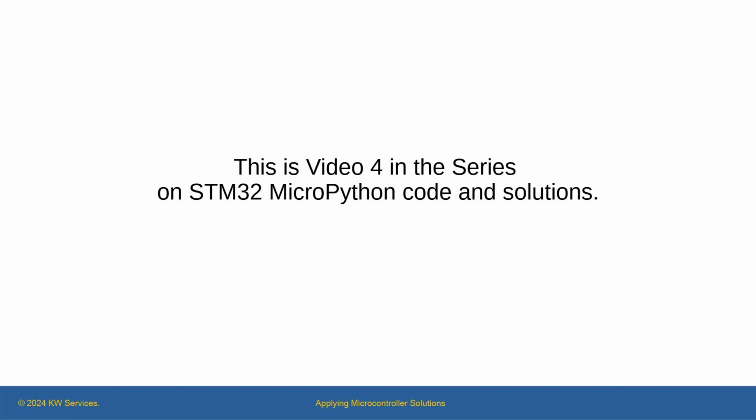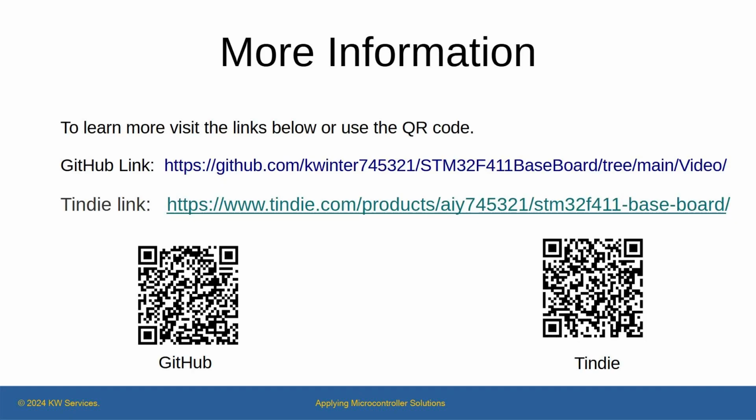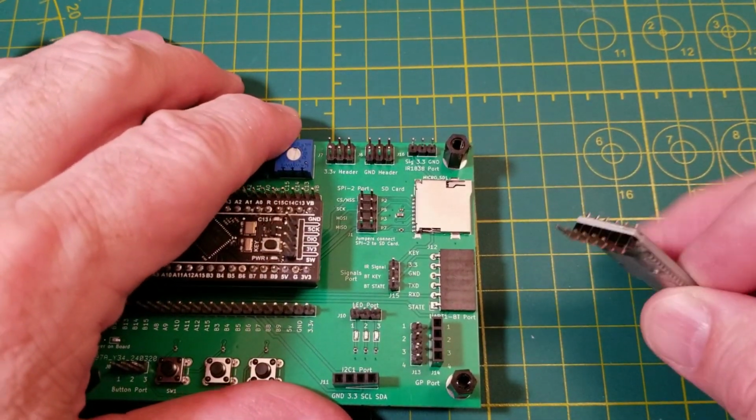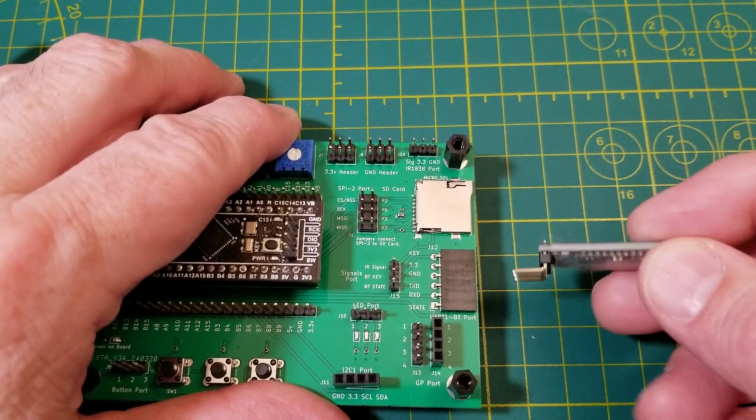This is video 4, using UART on STM32 MicroPython and the Black Pill. The code for this video is at the GitHub site. In this video, we interact with the UART1 pins on the PCB.